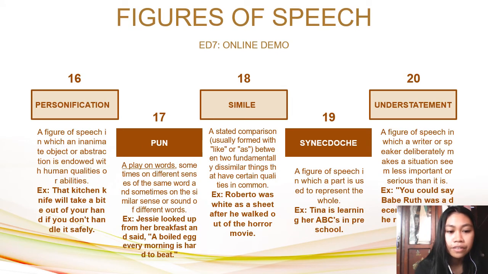Sixteen, personification. Personification is a figure of speech in which an inanimate object or abstraction is endowed with human abilities. Example: that kitchen knife will take a bite out of your hand if you don't respect it.